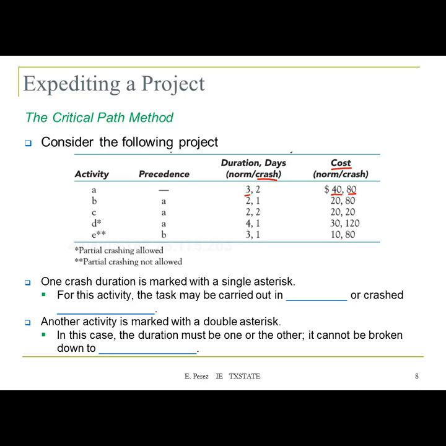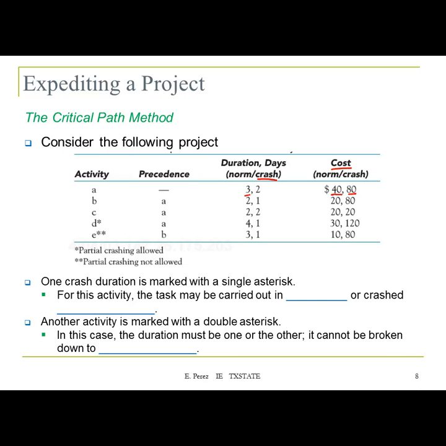There's also more information here in terms of these 2 activities. For activity B, partial crashing is allowed, meaning that you can crash one day at a time. And activity E says partial crashing not allowed. So it is the normal duration or the crash duration. You cannot cut the duration one day at a time. So it's going to be either 3 days or 1. On the other hand, for D, you can take 3, 2, 1.